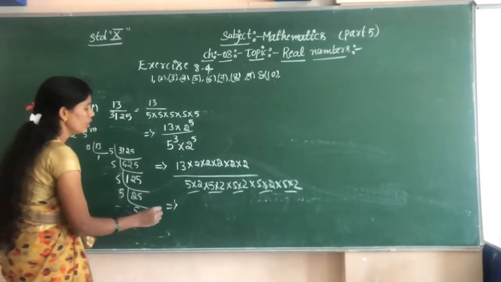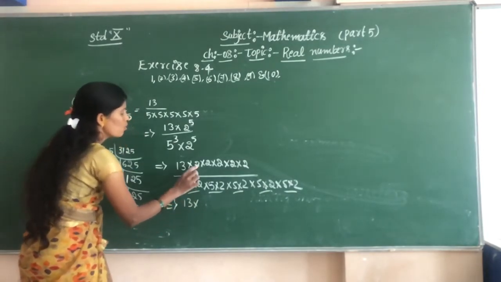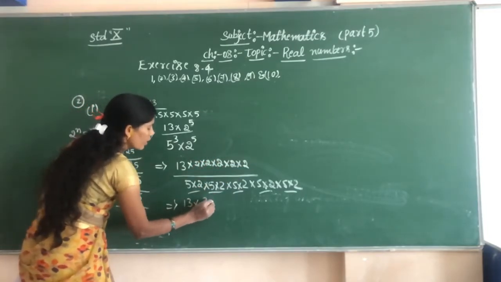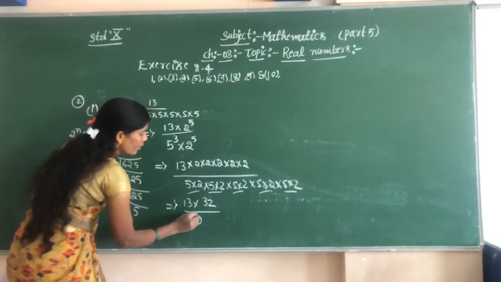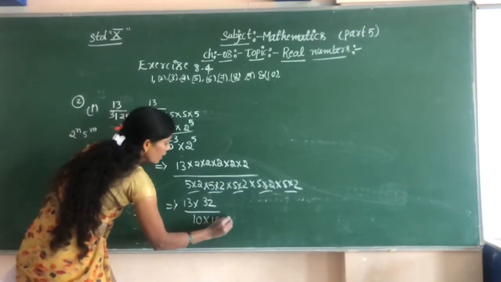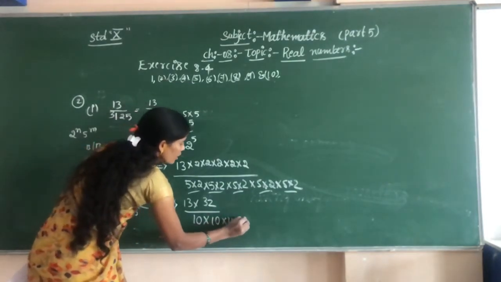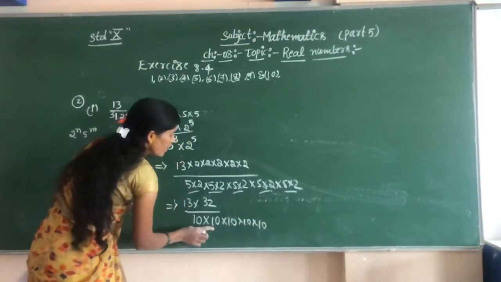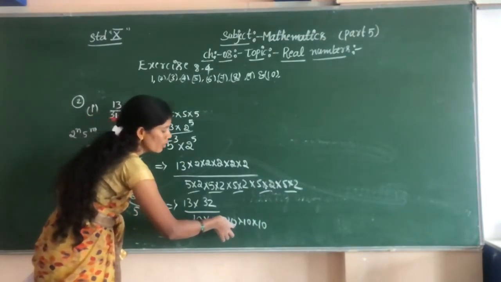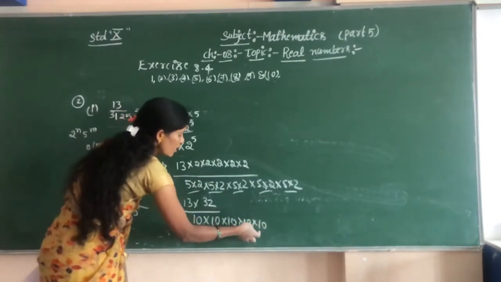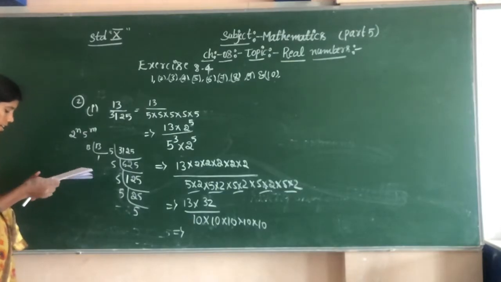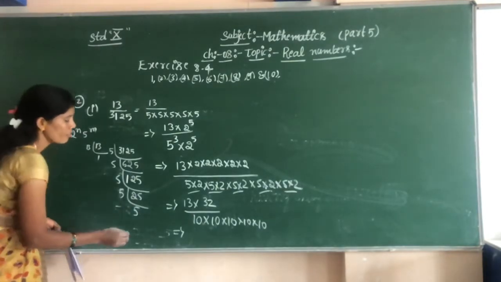Here 13 into 2 to the power of 5: 2 twos are 4, 4 twos are 8, 8 twos are 16, 16 twos are 32. And 10 into 10 is 100, 100 into 10 is 1000, 1000 into 10 is 10,000, 10,000 into 10 is lakh. How many zeros are there? Lakh means 5 zeros.